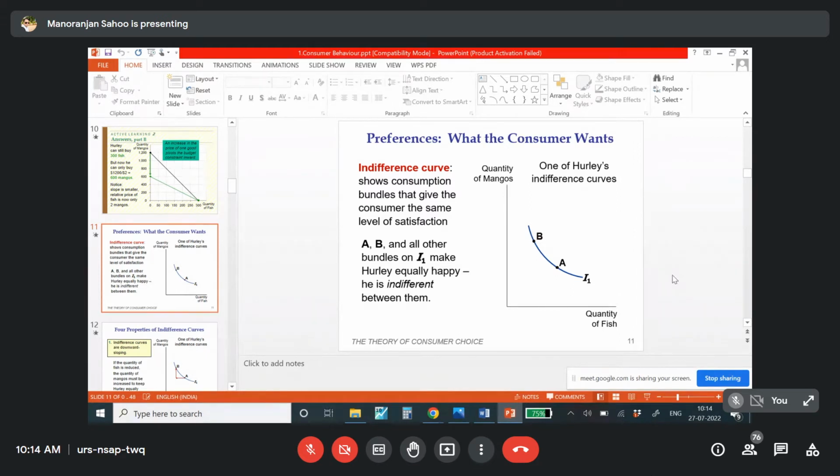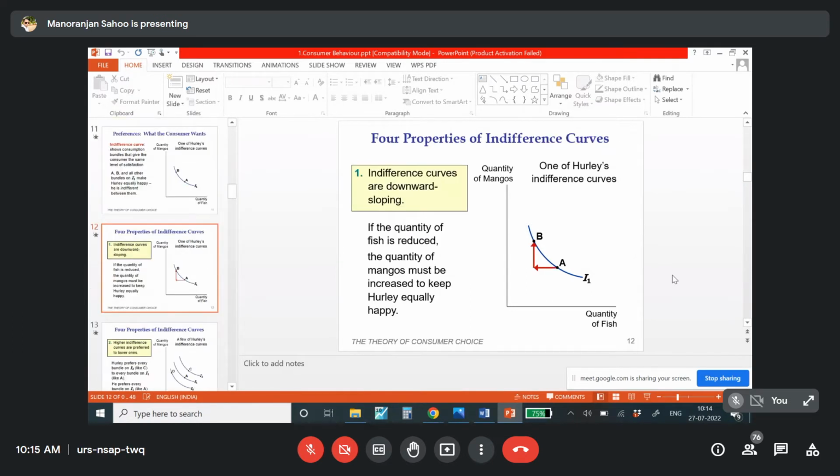By plotting all these combinations, we get a downward sloping convex curve, which is called the indifference curve. Then we discussed the four properties of the indifference curve. The first property is that indifference curves are downward sloping. Why are indifference curves downward sloping?